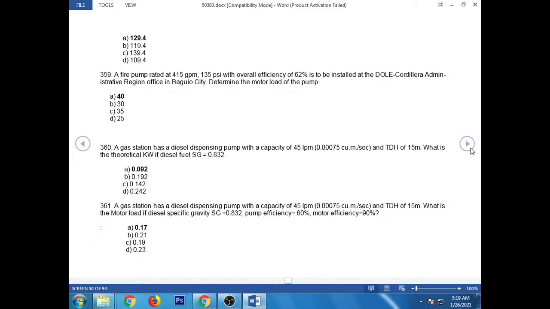Answer: 129. A fire pump rated 415 GPM, 135 PSI with overall efficiency of 62% is to be installed at a DOLE Cordillera Administrative Region office in Baguio City.